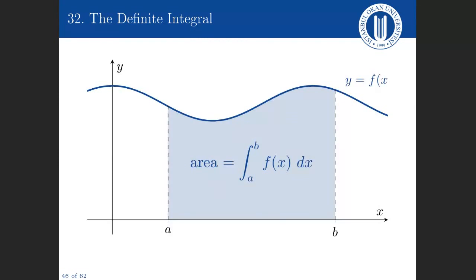And what does it mean? It means the area between the function and the x-axis between a and b. If the function is a positive function, we say that the area is positive area. If the function is a negative function, we say that the area is a negative area.